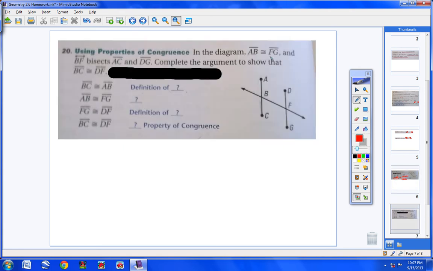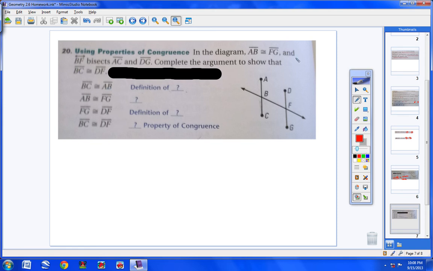In the diagram, AB is congruent to FG and BF bisects AC and DG. Complete the argument to show that BC is congruent to DF. All right? Now, here we go. BC is congruent to AB.